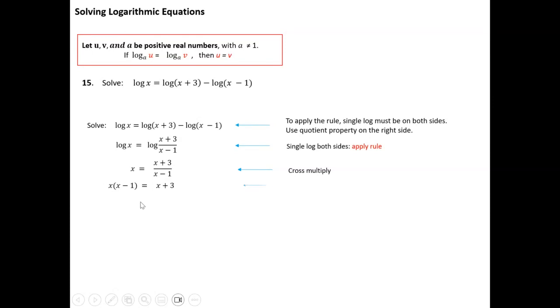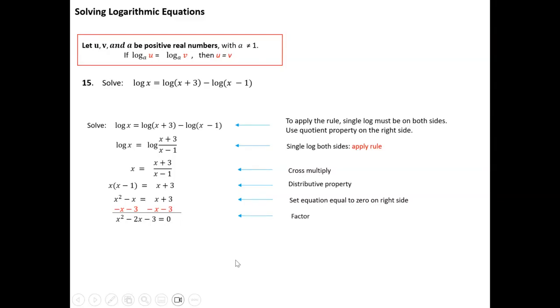Now here on the left side, we're going to distribute. That gives us x squared minus x. Now, since we have a quadratic, an x squared, we're going to let the equation equal 0. So we're going to subtract x and subtract 3 from both sides to let it equal 0. So we have x squared minus 2x minus 3 equals 0.